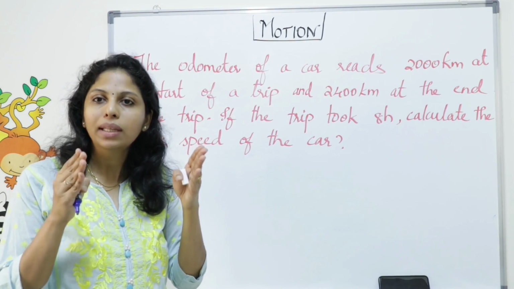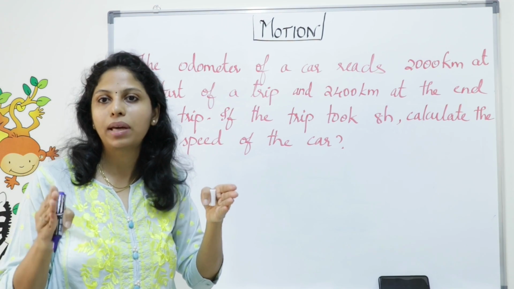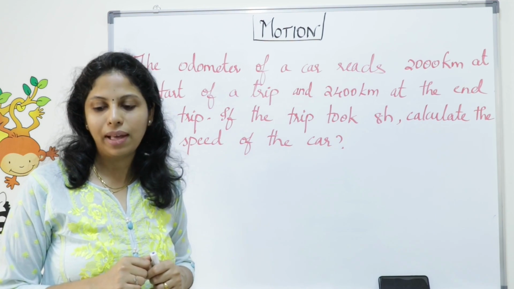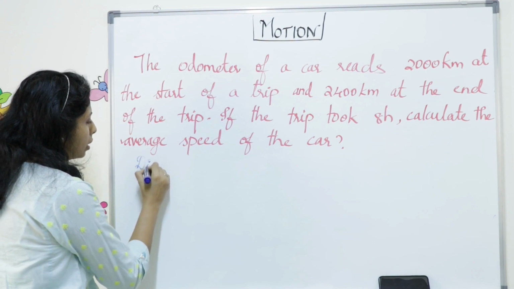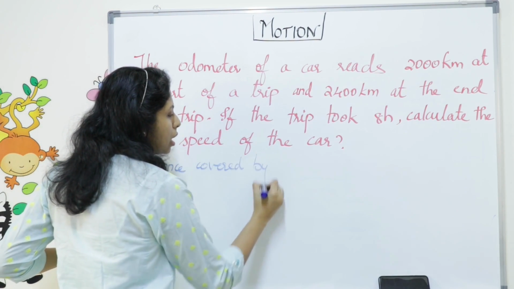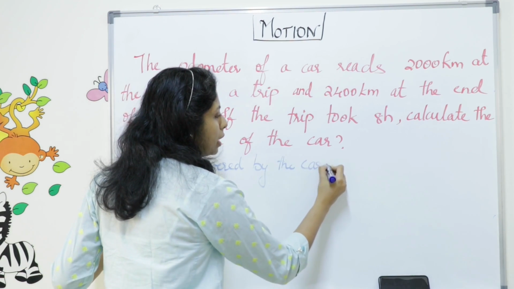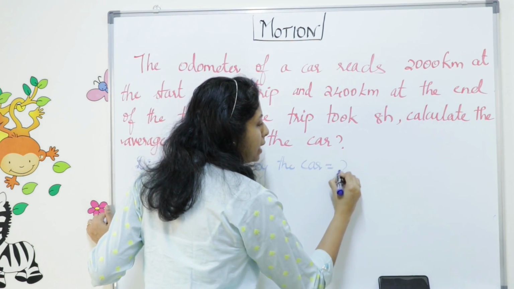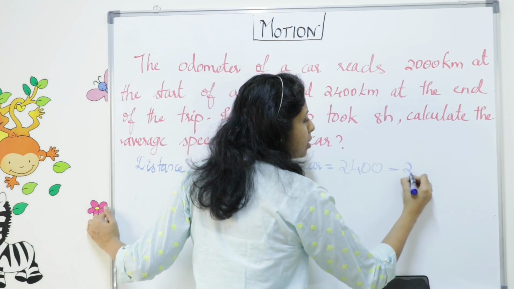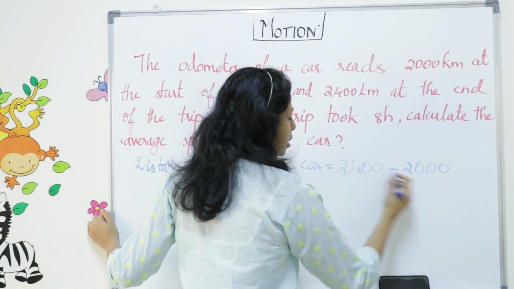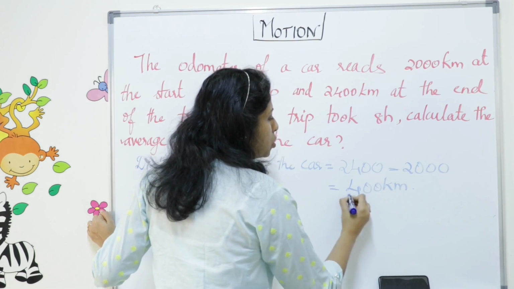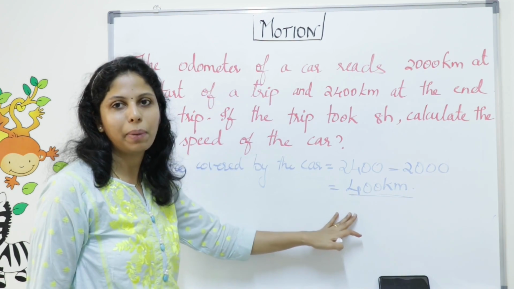And if you want to know the exact kilometer between the initial and final, what should we do? So we have to subtract the final value and the initial value. The distance covered by the car is nothing but the final distance, that is 2400 minus 2000, which is nothing but 400 kilometers. So this is the distance traveled by the car.